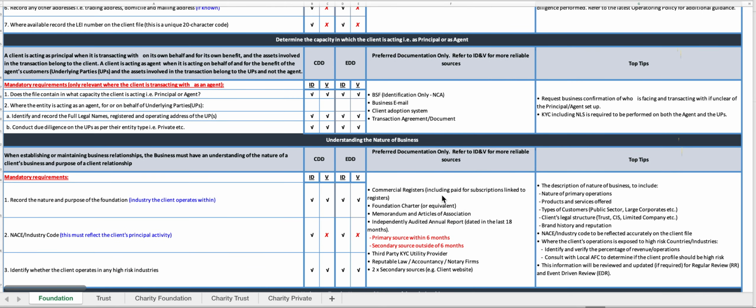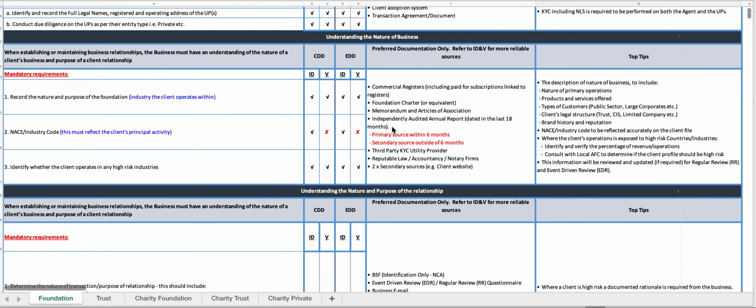Determine the capacity in which the client is acting. So is it a principal or agent? Usually there are questions behind that. Something along the lines of, does the file contain the capacity of the client in acting as a principal or agent? Where is the entity acting as an agent on behalf of underlying parties? Identify and record all the full legal names, registered and operating addresses, and conduct due diligence on the UPs as per the entity type. And usually that comes from business emails, client adoption systems, and transaction agreement documents.